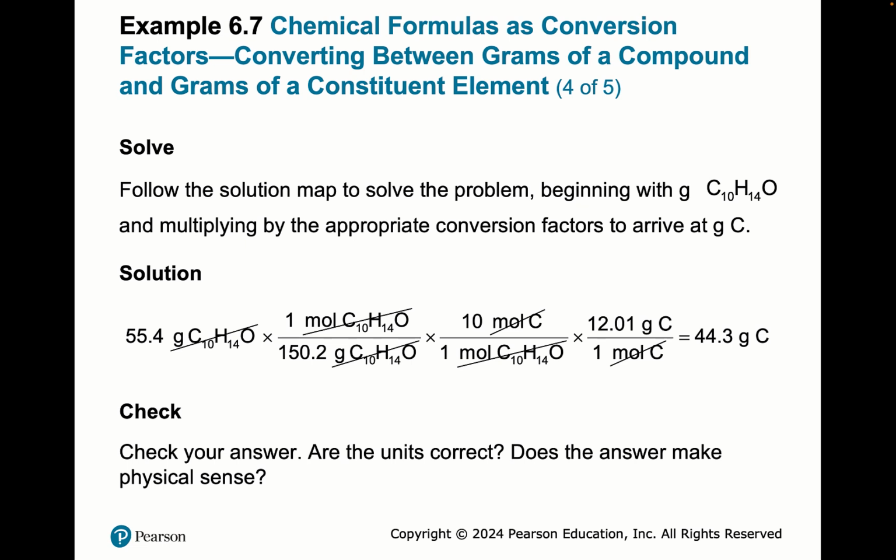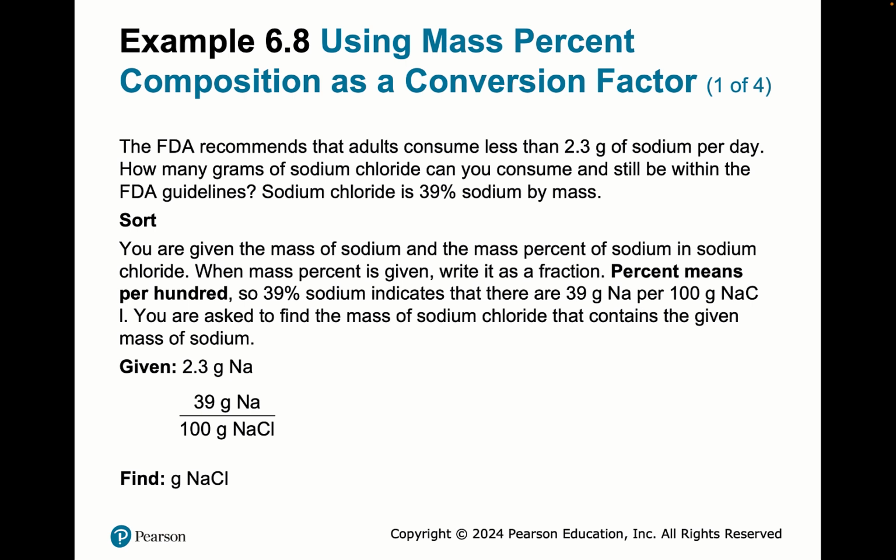But some things to think about here. We start off with over 50 grams, and you should be getting less than 50. So if you get more than 50, you're wrong. And if you look at the atoms there, hydrogen is only 1 gram per mole, oxygen is 16, and carbon is 12. So you'd expect most of it to be carbon. This makes sense. So let's use some percentages as conversion factors.